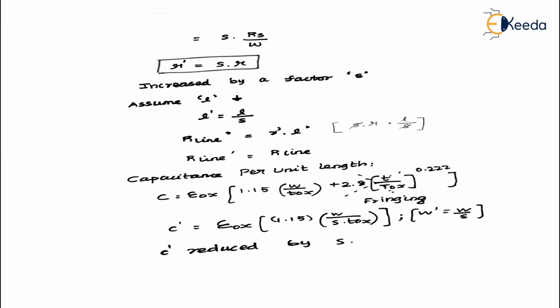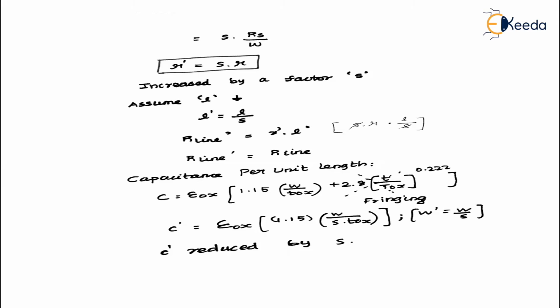That is what you have to understand. I reduce the width of the interconnect, and because of that, my resistance per unit length is increased by a factor of S. Now, I'm assuming the length is also being reduced. The width is there and the length is also there. So I'm reducing L, the length of the interconnect, by a factor of S, so L dash is equal to L by S. Now what is R line? R line is nothing but R into L. What is R line dash? R line dash is equal to R dash into L dash. R dash is S into R, and L dash is L by S.